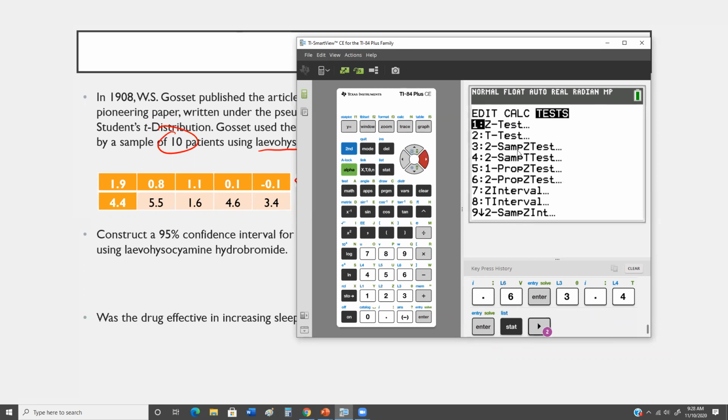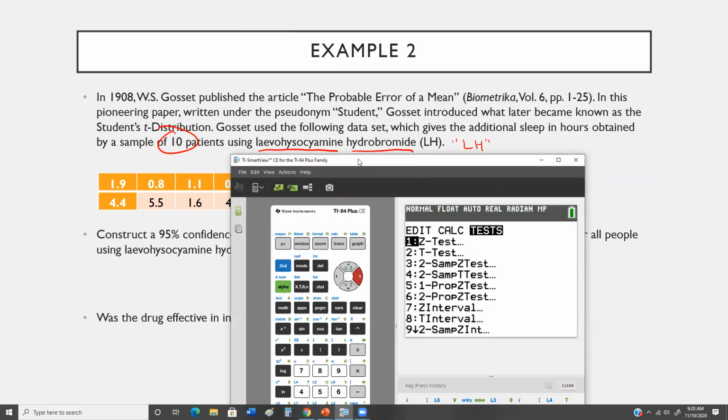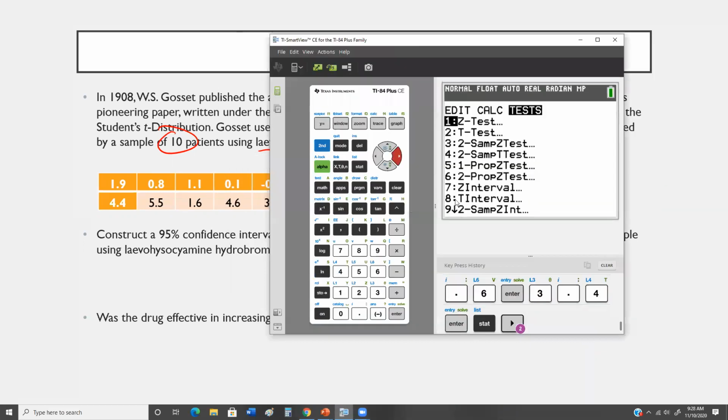Okay. So we want a confidence interval. Because you're not given the population standard deviation, you're just given raw data, you're going to want option number 8. So you're going to go down to t interval. Okay. So everybody go to t interval. I'm going to hit enter.